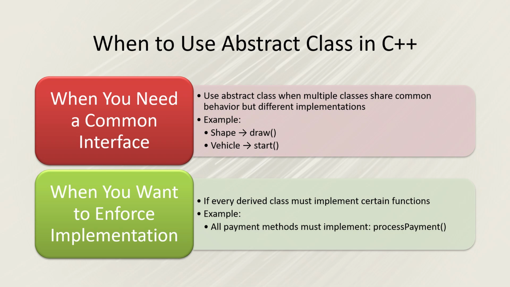When to use an abstract class? Use an abstract class when multiple classes share a common interface. For example, Shape -> draw. Every shape has a draw function, but the implementation is different. Similarly, Vehicle -> start. A car starts differently from a bike. So an abstract class defines common function names, while derived classes define actual behavior. This avoids confusion and maintains consistency.